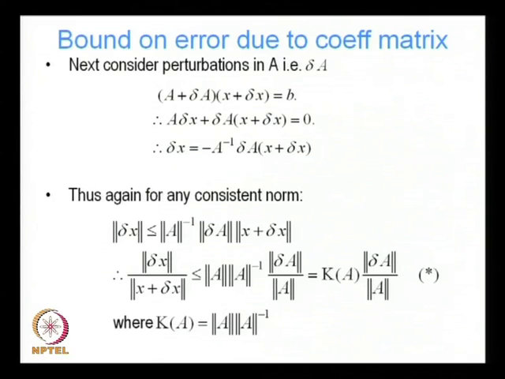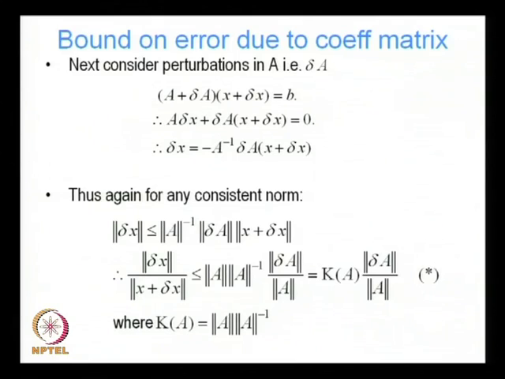Next, let us consider the effect of perturbations in A, that is delta A. So, A is not known correctly, so suppose we just know A plus delta A. Again, the solution is going to change, it is no longer going to be x, it is going to be x plus delta x. So, now we have the equation A plus delta A times x plus delta x equal to B. So, we have A delta x plus delta A times x plus delta x is equal to 0, because again Ax is equal to B. So, Ax and B cancel out from both sides. This gives me delta x is equal to minus A inverse delta A times x plus delta x.